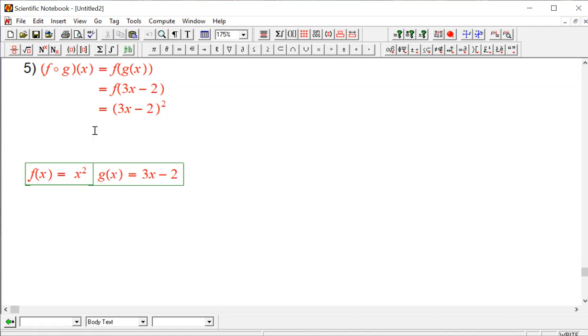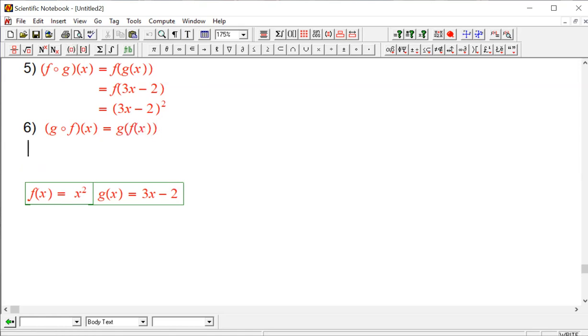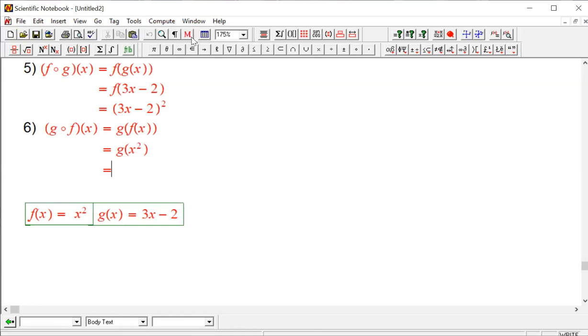Placeholder. Okay, let's do a G composite F. G composite F. So that's going to be G of F of X. And the consequence is G of F of X, where F of X is X squared. Now, G of X squared. So X is replaced by X squared. You see that the placeholder is replaced by X squared. There, right? So the previous X is merely a placeholder.